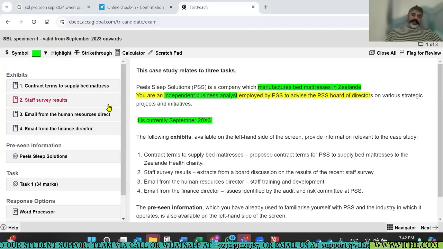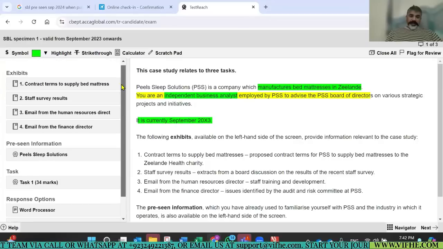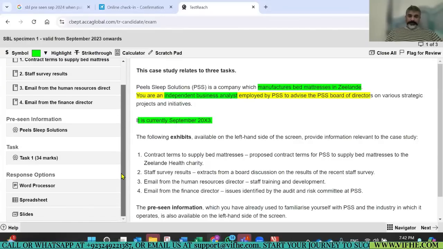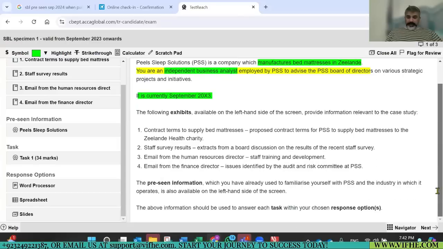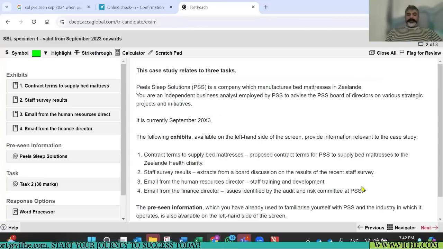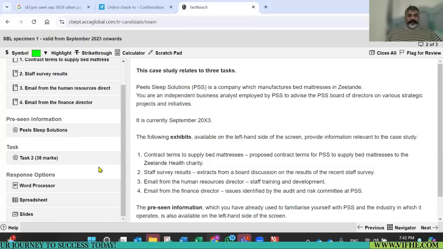If I want to look at task number 2, I have to scroll down this bar. You see this bar? You have to scroll it down. Then you see this right-hand bar. So both bars need to be scrolled down, and then you can select next. So everything will be same. The exhibits will be same. Pre-seen will be same, but task number will change. Now you can see task number 2, and you will use this particular word processor for task number 2.